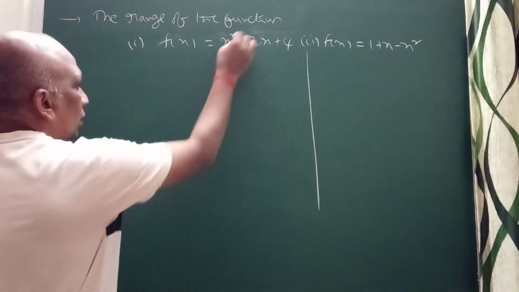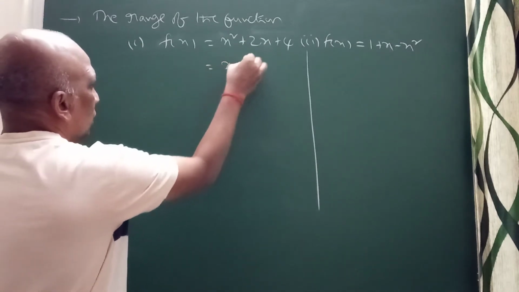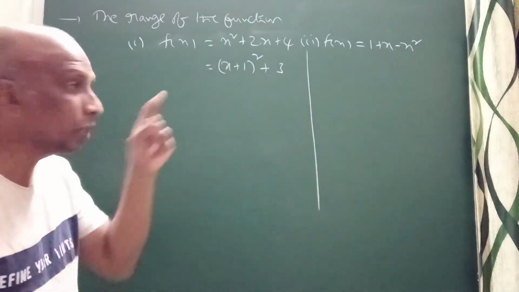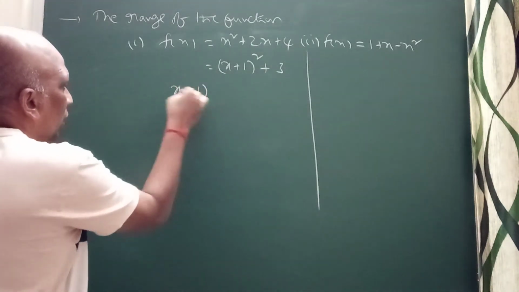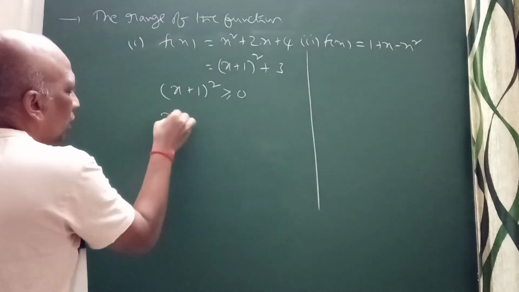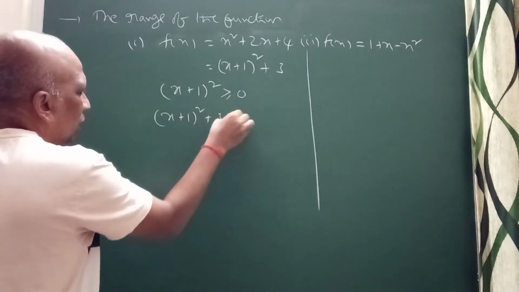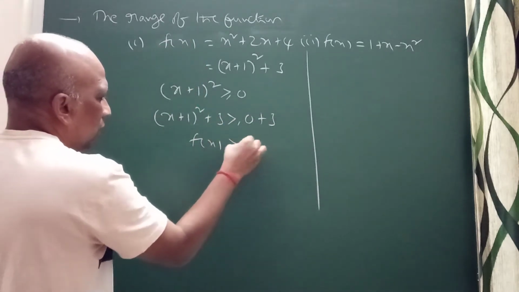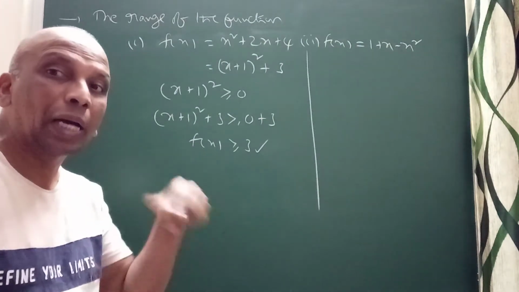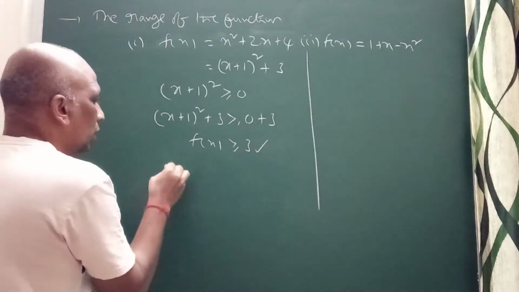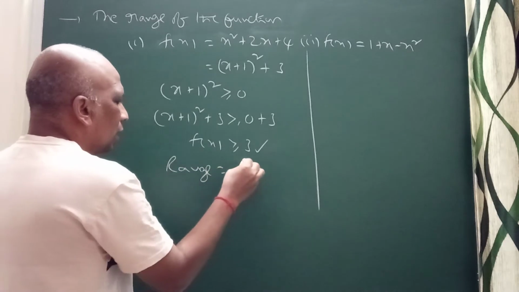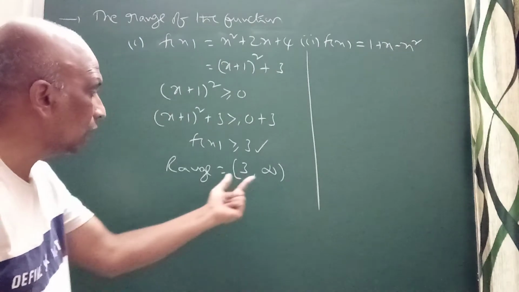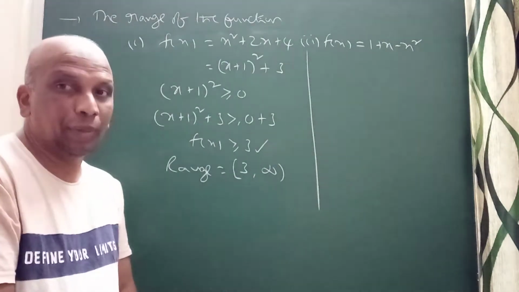If I take this one, try to make it a perfect square. This one I can write as x plus 1 whole square plus 3, correct? Definitely you can observe here, x plus 1 whole square is greater than or equal to 0. Add 3. x plus 1 whole square plus 3 is greater than or equal to 3. So this is f of x greater than or equal to 3. That means the minimum value is 3, and the maximum goes up to infinity. So I can write the range is 3 comma infinity, including 3. Correct? We will get 3 comma infinity.